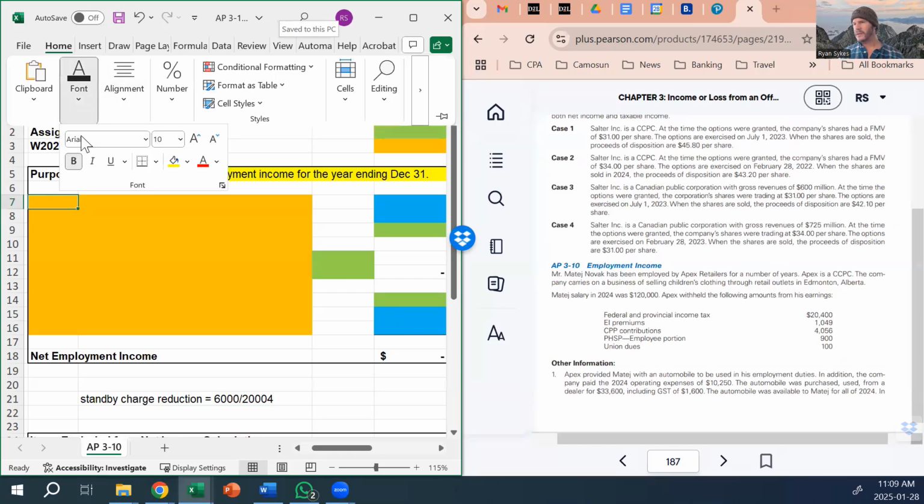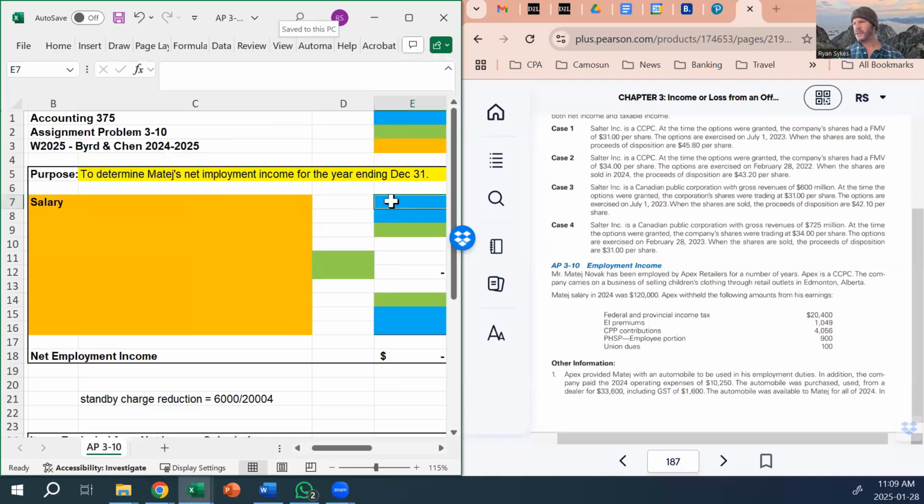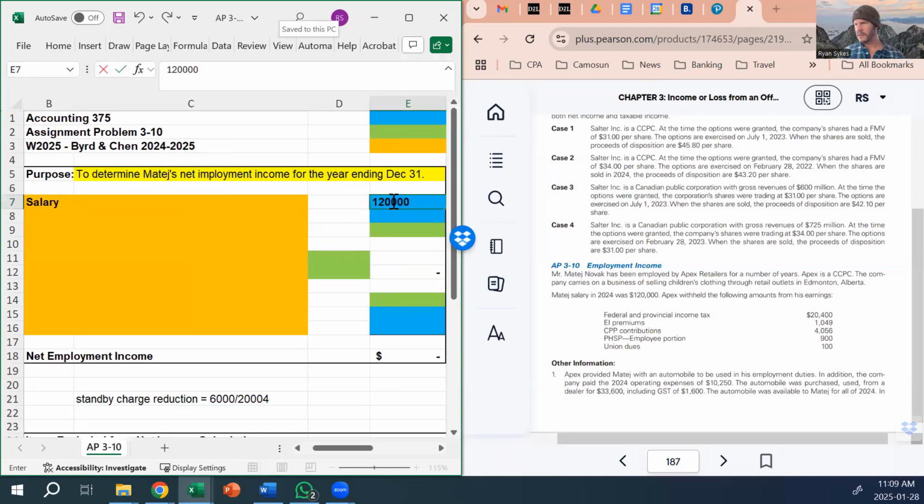So I'm going to go ahead and include it in income. There's many things here that I've sort of pre-populated to make my life a little bit easier. So the salary, and then I'm punching in 120,000 bucks over to our right here, and that's the first little piece of the puzzle. Okay, 120,000 must be included in his income.